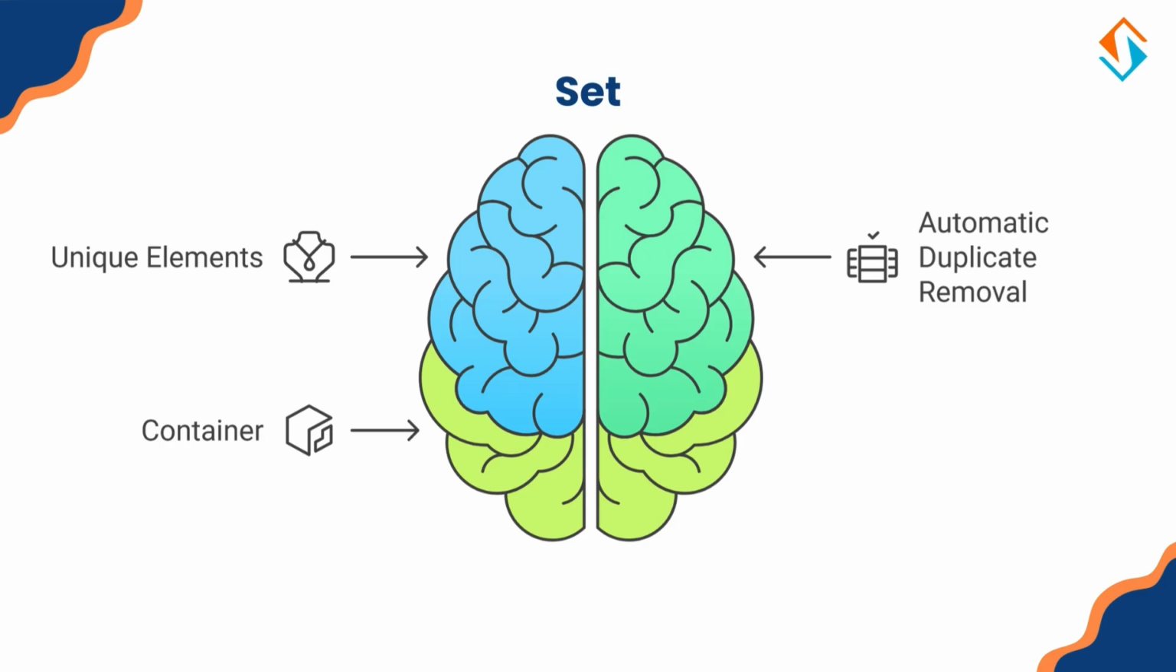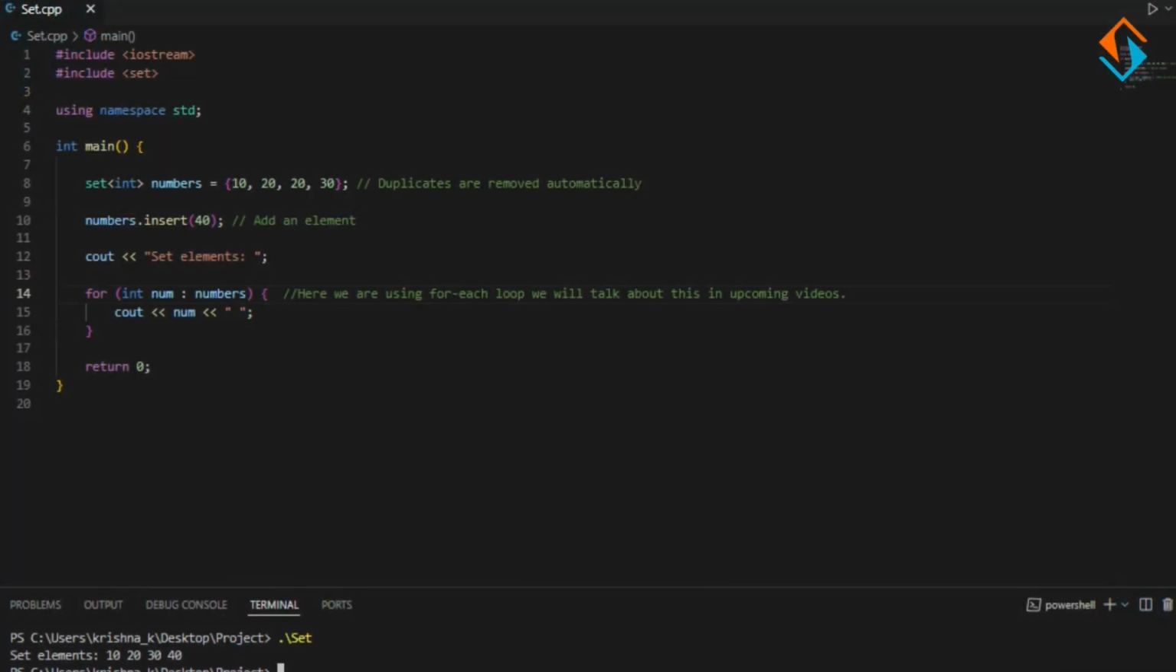A set is a container that stores unique elements. It's like a magic box that removes duplicates automatically. All elements are unique. They're stored in sorted order.